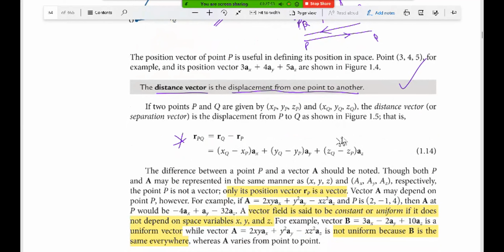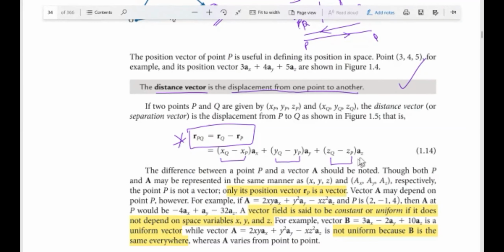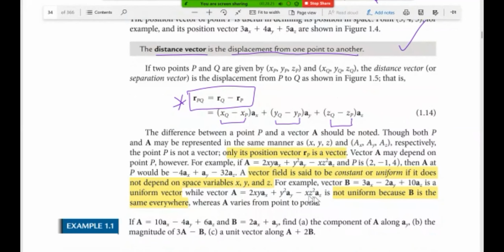Having said that, we can move on and say that this is how we have defined the distance vector as being equal to RQ minus RP. If you are to do this mathematically, you need to get the coordinates of Q and subtract the coordinates of P for each respective unit vector. There are going to be sufficient examples coming down here.